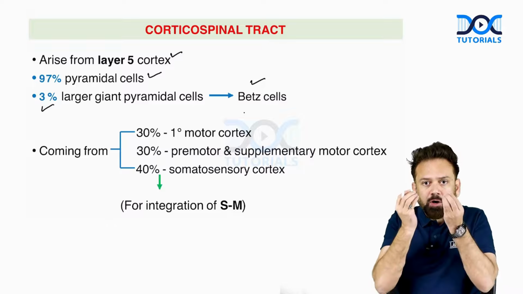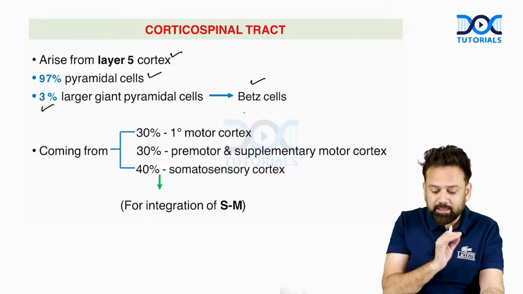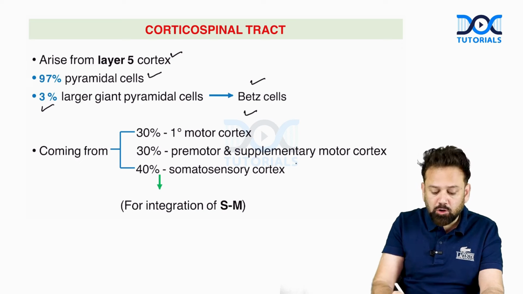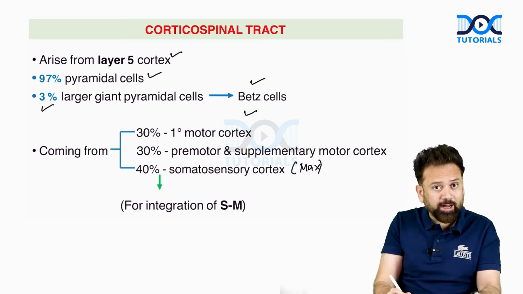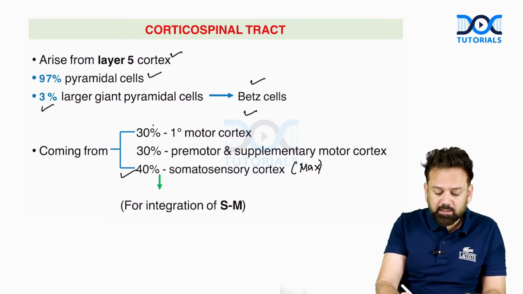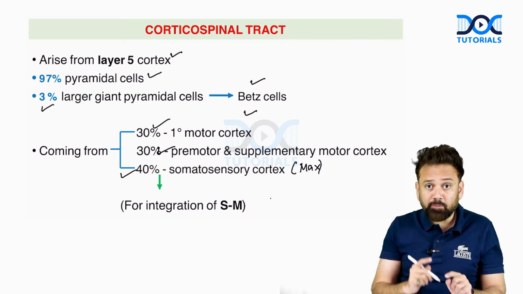Now, when they are coming from cortex, from which area are they coming maximally? From primary motor cortex, pre-supplementary motor cortex, or somatosensory? The answer is that the maximum pyramidal tract fibers are coming from somatosensory cortex. 30% come from primary cortex, 30% come from premotor and supplementary motor cortex, and 40% come from somatosensory cortex.